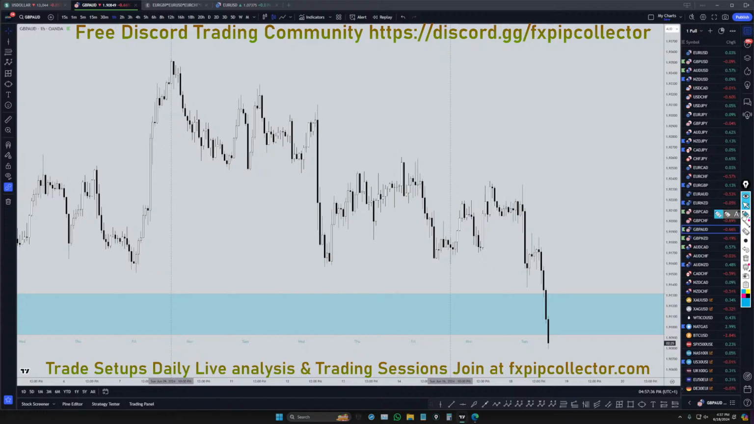So yeah, I would be looking for shorts if I was trading the 1 hour time frame and below. I'd be looking for three-wave pullbacks to go short for the continuation of the downtrend for sure. Definitely looking for shorts.